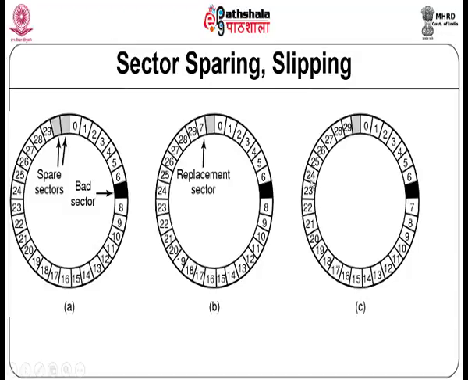But in sector slipping, what is done is, so this is the spare sector, and 29 is close to it. So, 29 is moved to the spare sector, 28 is moved to the place where 29 was present, and so on, and you make space here near the bad sector and store the contents of 7 there. So, in this way you can manage bad blocks or bad sectors present in the disk.